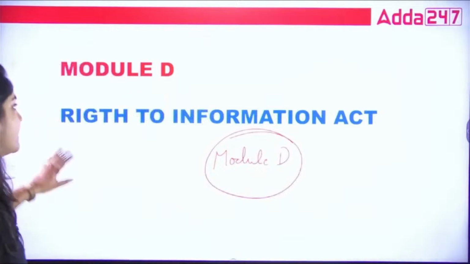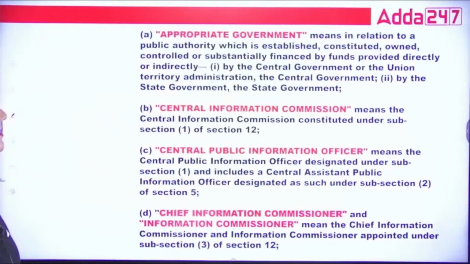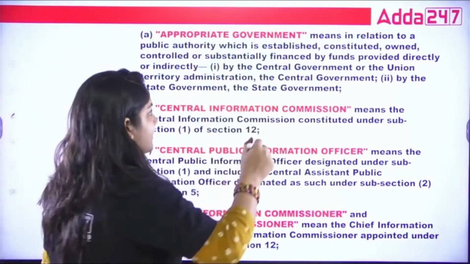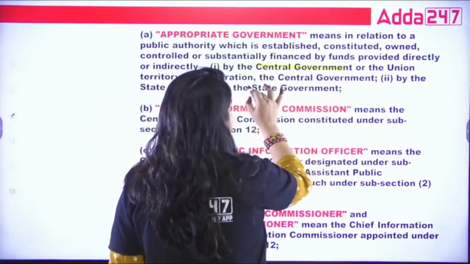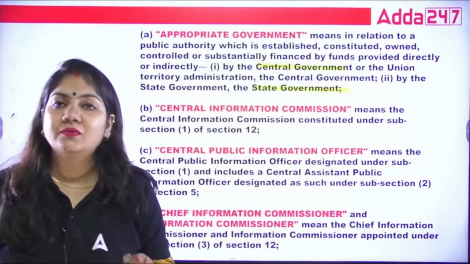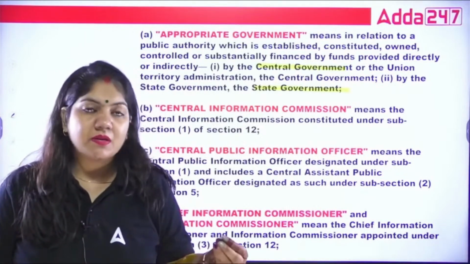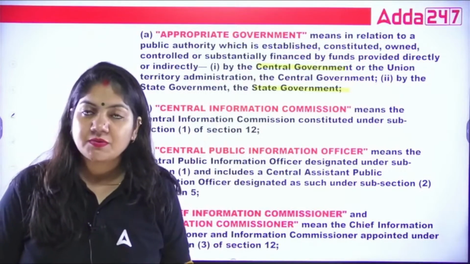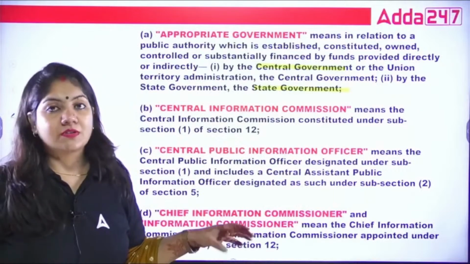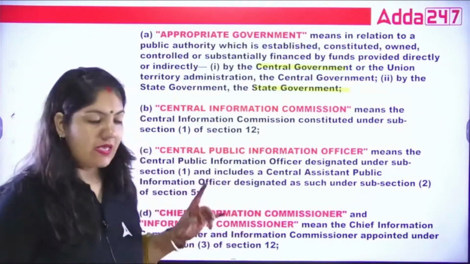Now, what is the first definition term? As you can see, what is appropriate government? In a single term I can say central government, state government. Just try to learn one keyword of each definition term. You can make notes of the definition terms so that you do not have to read all the points. You only have to focus on the important ones. So central government, state government, that is the first one.